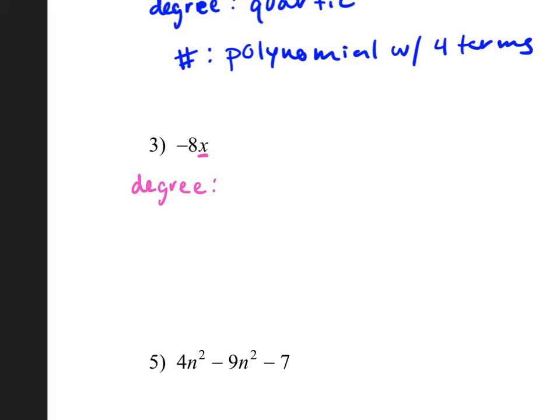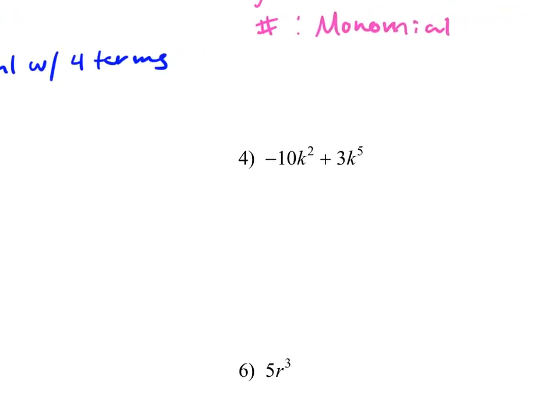What's above constant? What comes next? Linear. So if it's an x that doesn't have a number up top, it's linear. And then how many terms do we have? 1. So what do we call it? Monomial. Awesome.